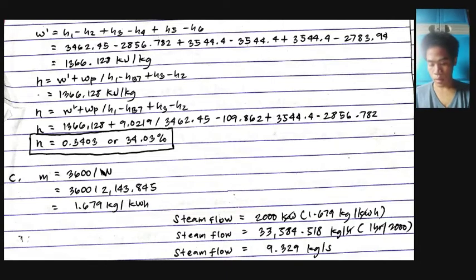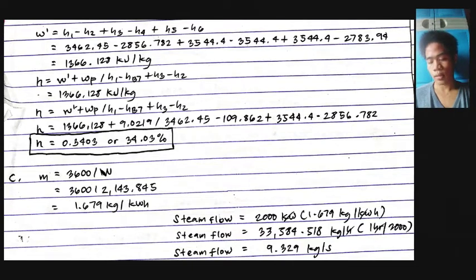Okay. Next, letter C. Our M equals 3600 over W, that is constant, equal to 3600 over 2143.845 kilogram per kilowatt hour. By calculating it, M is equal to 1.679 kilogram per kilowatt hour.